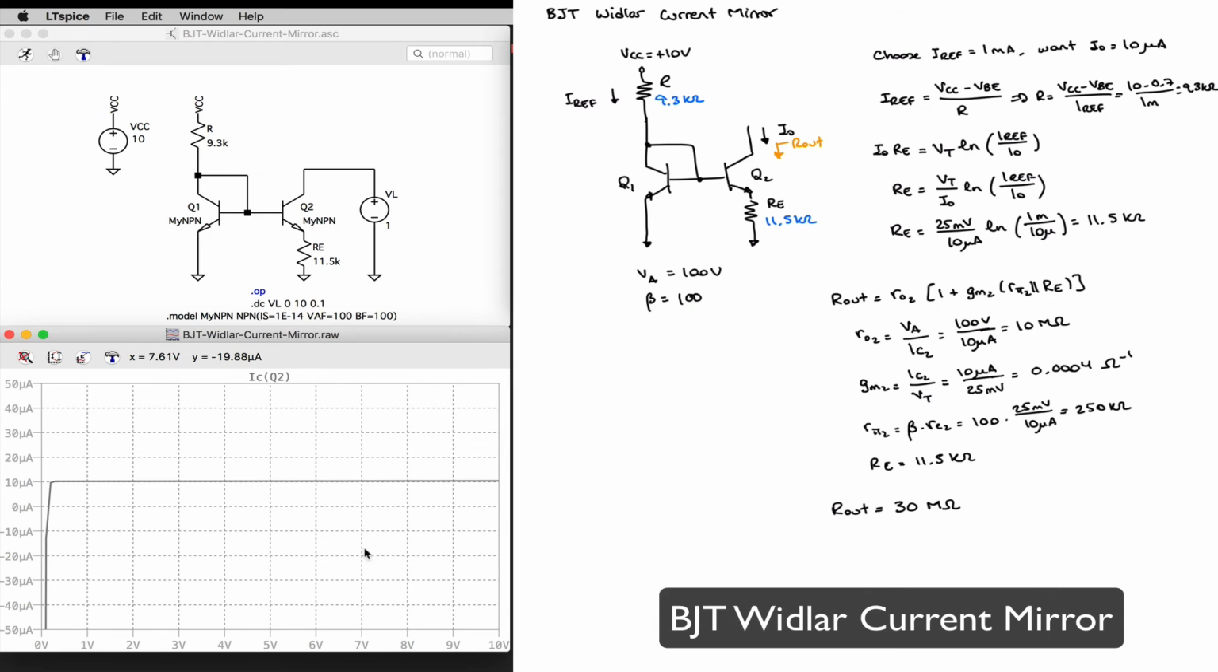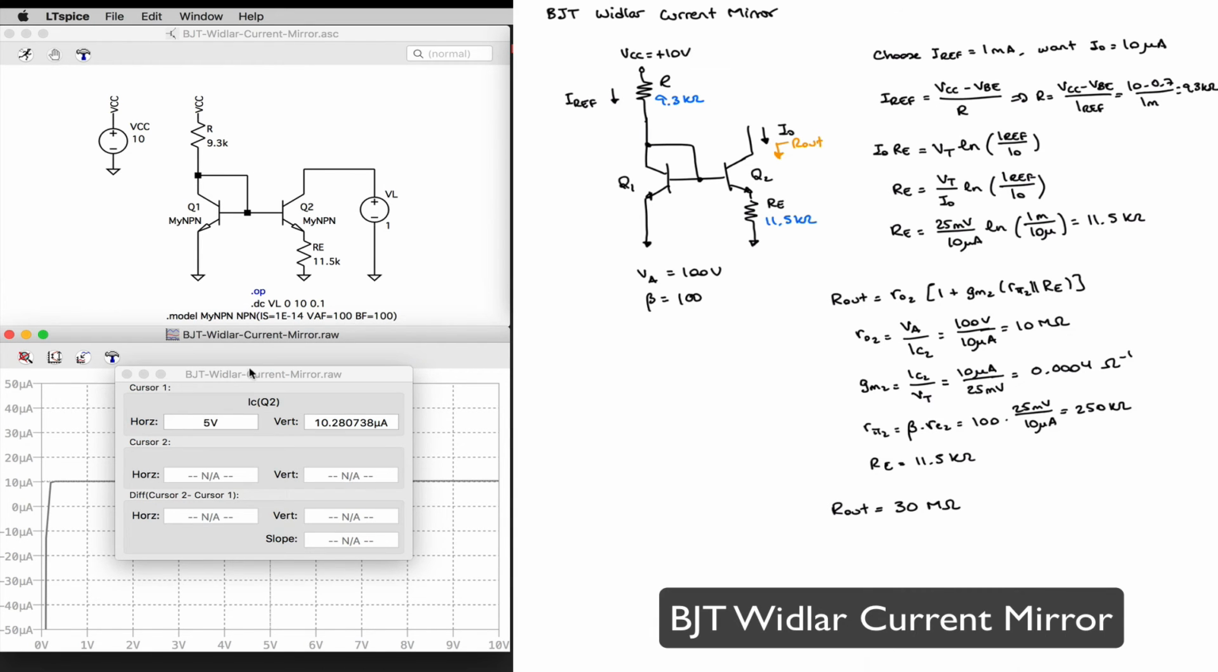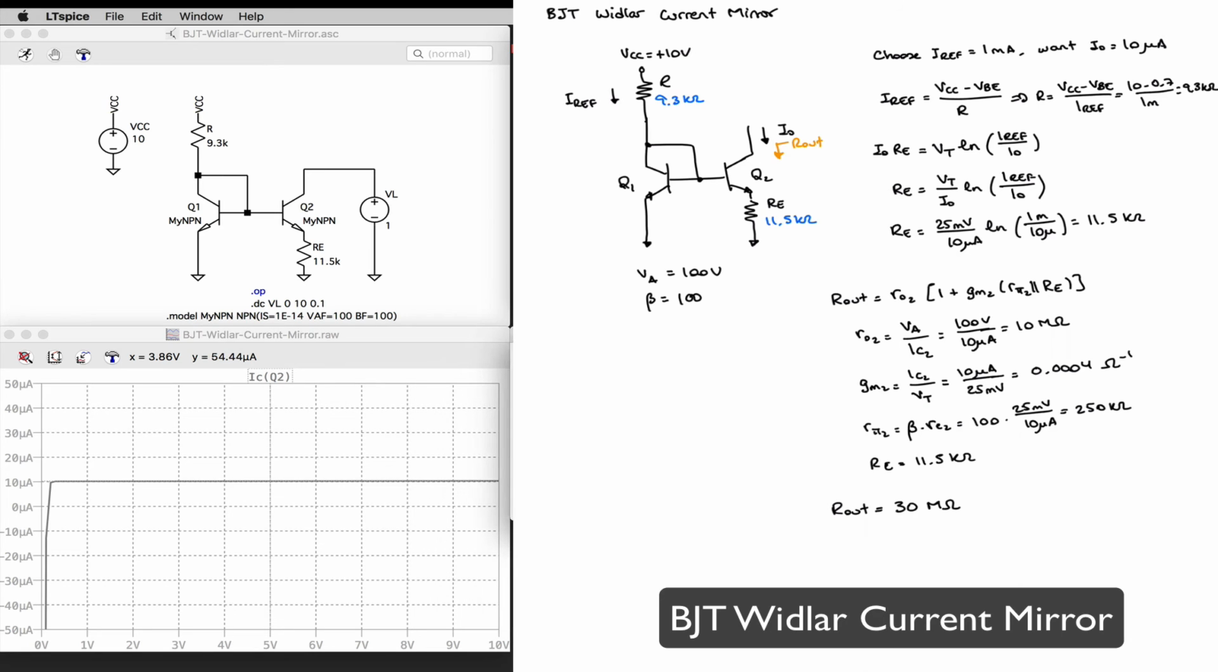And I can go ahead and try to calculate my output resistance by using the cursors. It's going to still be the inverse of that slope. We can see right away my compliance range there. I don't have as much of a voltage drop across it just because my current is very small. So it's better than the emitter-degenerated current source that we previously saw simply because of that.